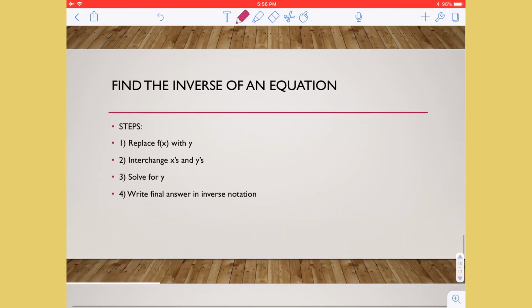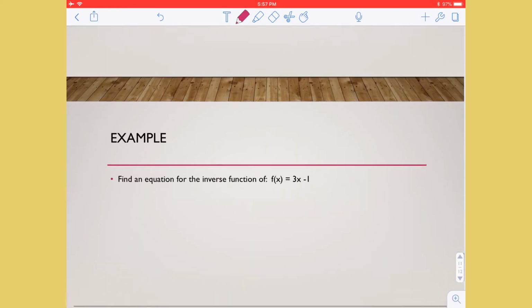Now another way you can be asked the question is to actually find the inverse of an equation. So a second ago we were verifying that things were inverses of one another, but now I actually want you to find the inverse of an equation. So there are 4 steps. You're going to replace f of x with y. You'll change out your x's and y's, meaning every x will become a y and every y will become an x. You'll solve for y, and you'll write the final answer in inverse notation.